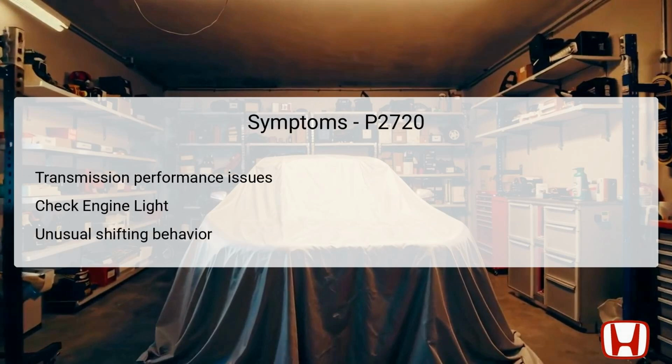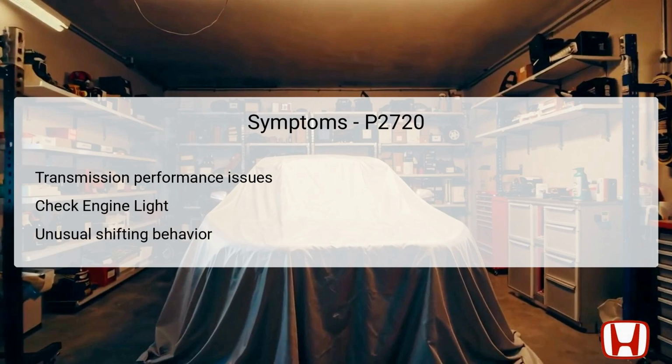When DTC P2720 is logged, various symptoms may become evident. The most apparent symptom is likely to be related to transmission performance issues, which can manifest as hesitation, slipping, or irregular shifting behavior as the pressure control is compromised.